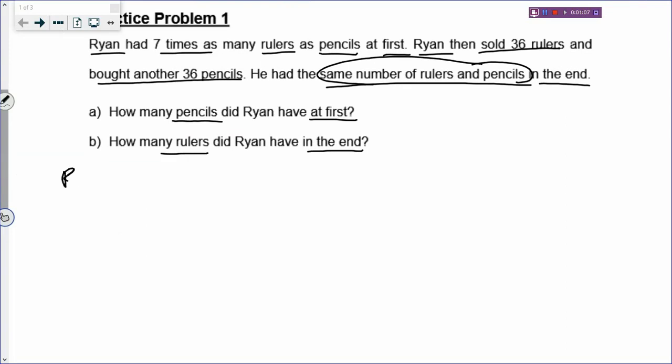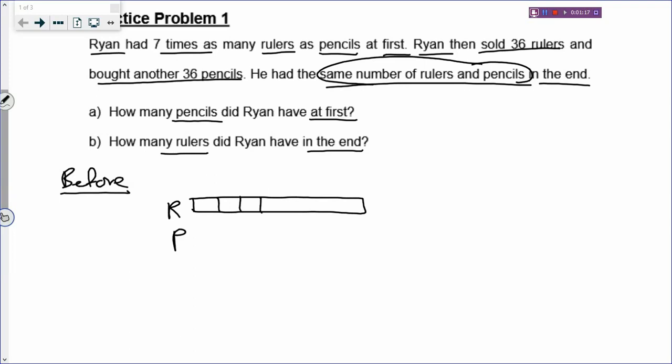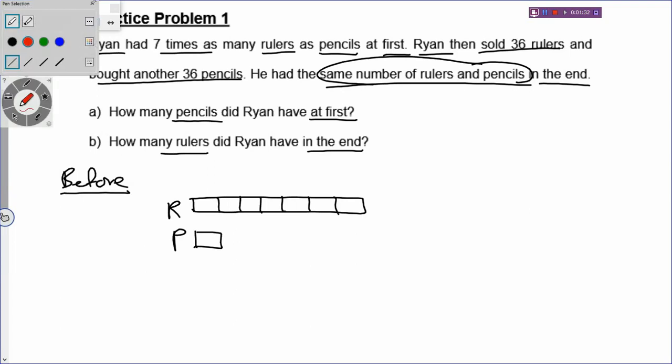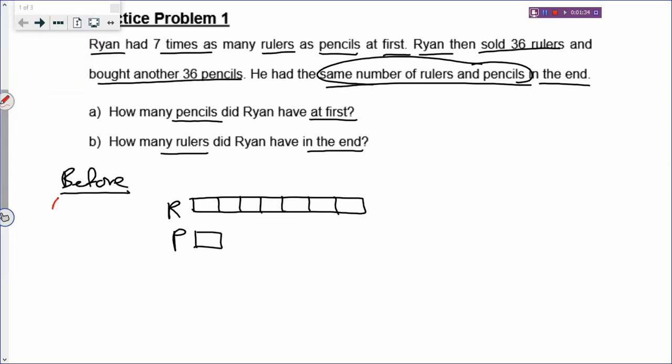So let's look at the first sentence and how we draw. Now you have the model at first, which is the before model. Ryan had 7 times as many rulers as pencils at first. So you draw a rectangle and cut it into 7 boxes, and the pencils will be 1 box. This is your before model. Then Ryan sold 36 rulers and bought another 36 pencils. So I'm going to put the two models together like this, with the after model together with the before model.